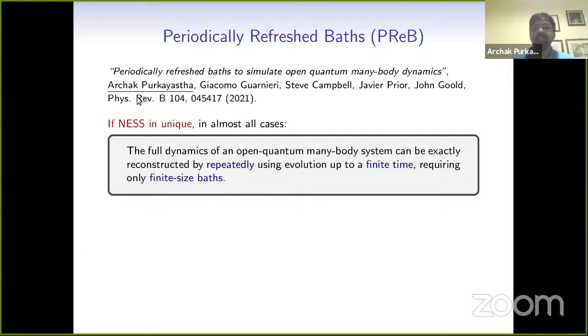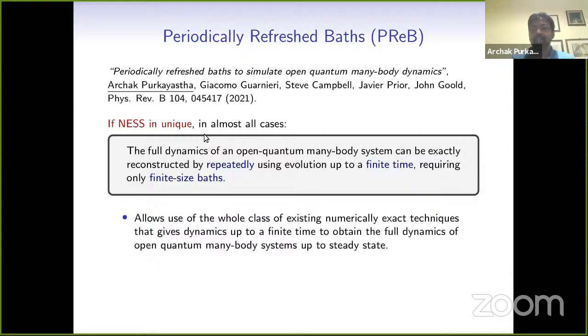This work has been recently published in PRB. The breakthrough statement is this: not under all circumstances, but if the non-equilibrium steady state, NESS, is unique, then in almost all cases the full dynamics of an open quantum many-body system can be reconstructed by repeatedly using evolution up to a finite time, requiring only finite-sized baths. We call this technique the periodically refreshed baths formalism, and the acronym is SPREAD.